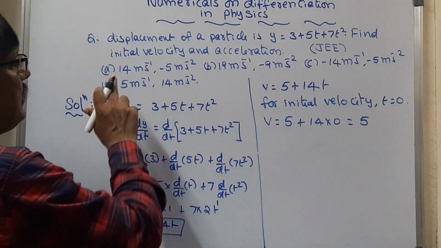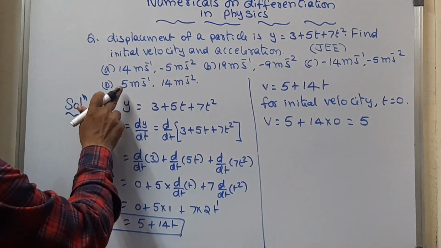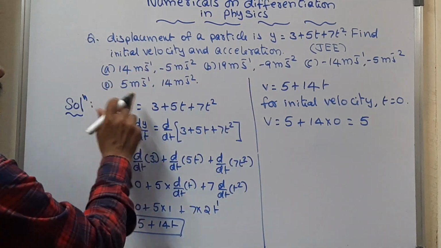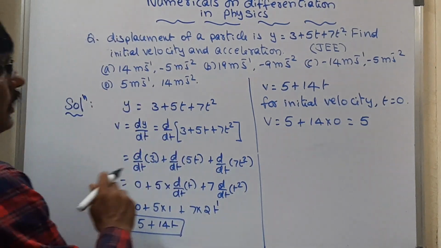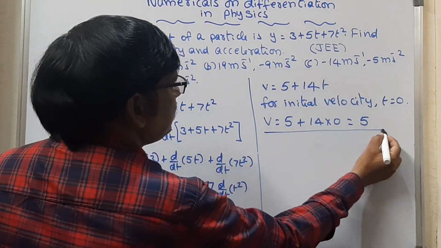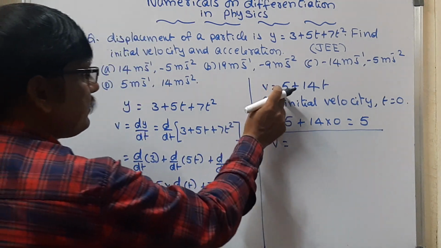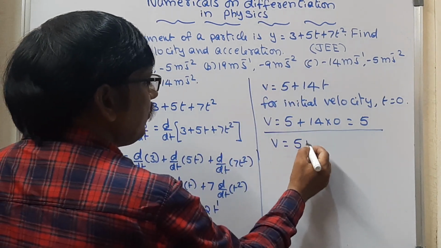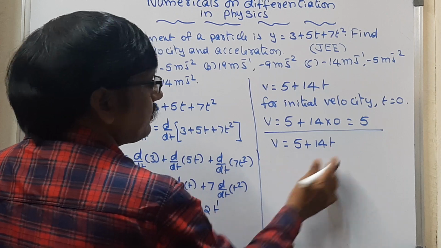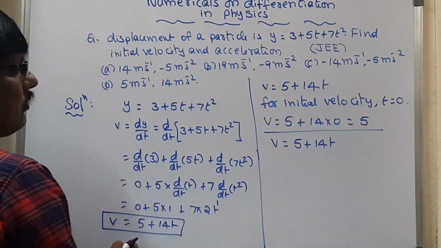Okay, now let us take the options. Among all the options, the initial velocity given is 5. Now let us check whether we will get 14 or not. How can we get this? The equation we got for velocity is 5 plus 14 into t, isn't it?